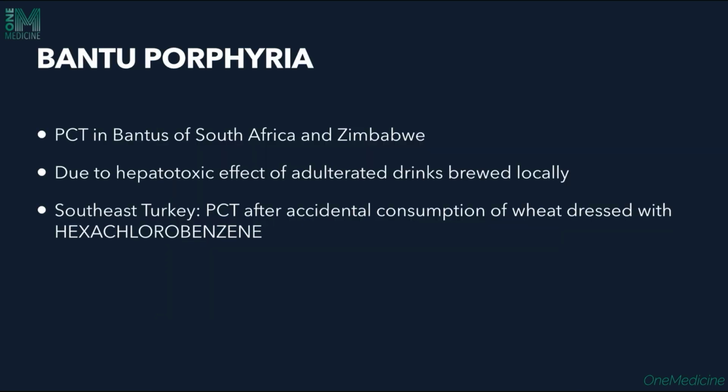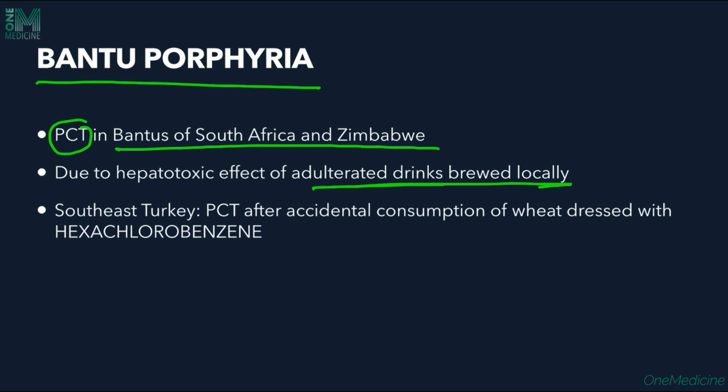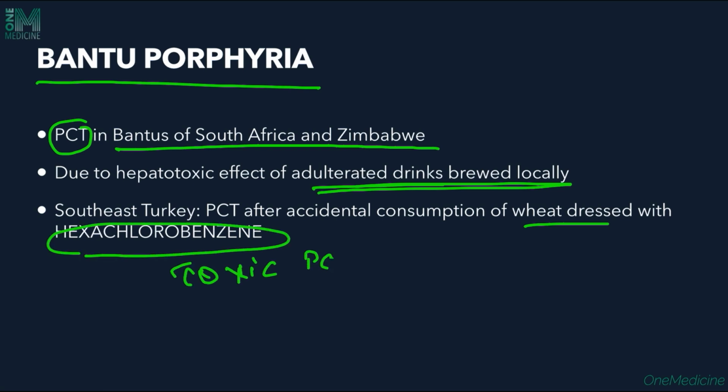There is another variant called Bantu porphyria. Here porphyria is seen in Bantus of South Africa and Zimbabwe. It is due to a hepatotoxic effect of adulterated drinks which are brewed locally. In southeast Turkey we see PCT after accidental consumption of wheat which was dressed with hexachlorobenzene. So this causes the toxic form of PCT. Toxic PCT is caused by hexachlorobenzene.